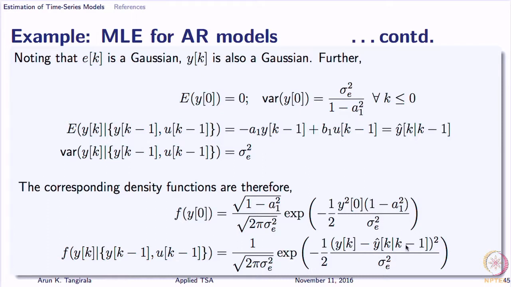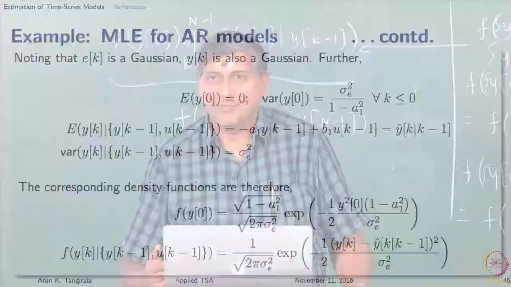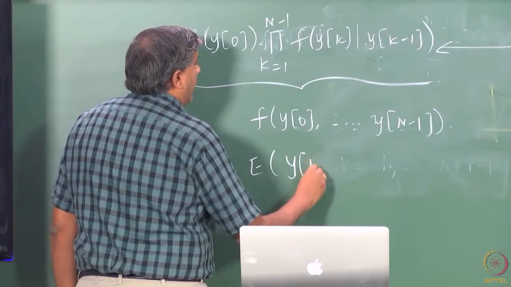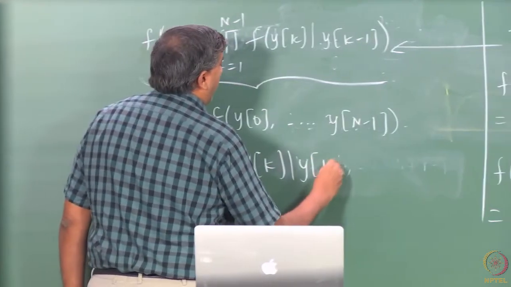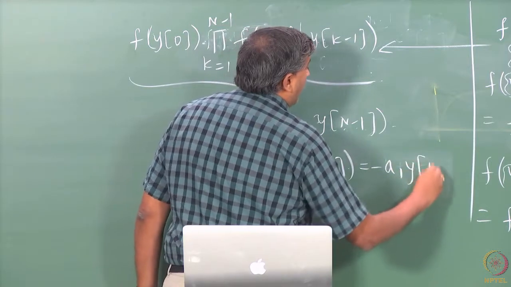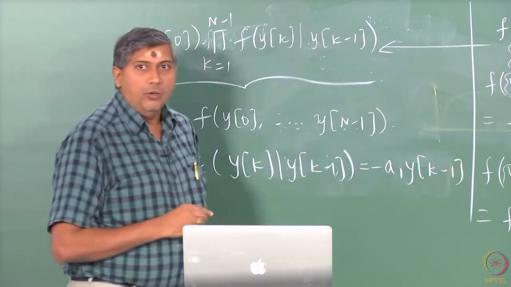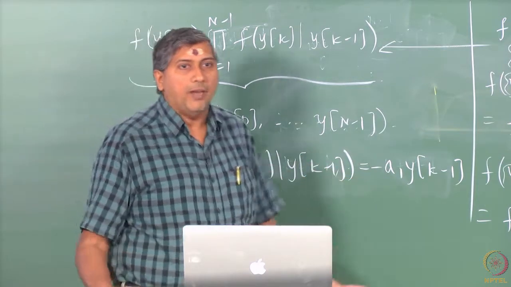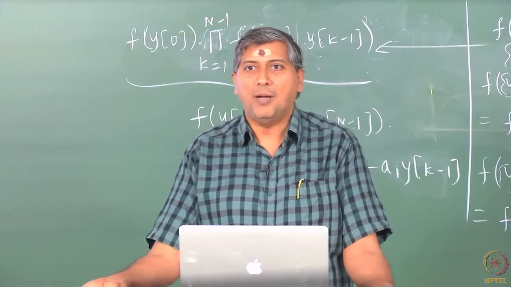For the conditional case, the mean is given here: minus a1 yk minus 1. When I say the mean is minus a1 y0 or minus a1 yk minus 1, what is it? It is nothing but your prediction, right? It is the expectation of yk given yk minus 1. When I write minus a1 yk minus 1, ignoring the input for now, setting the input to 0, this is a one step ahead prediction. That is a conditional PDF.